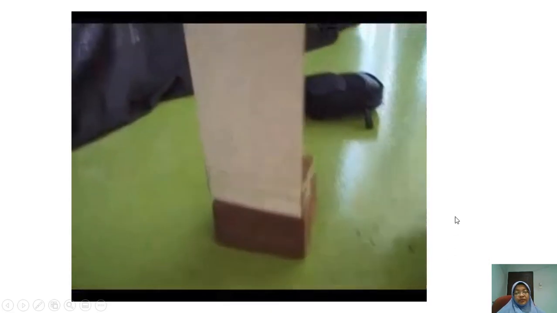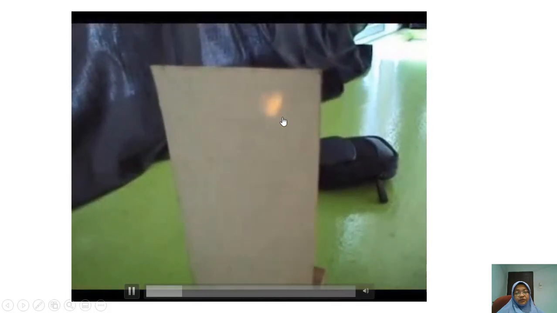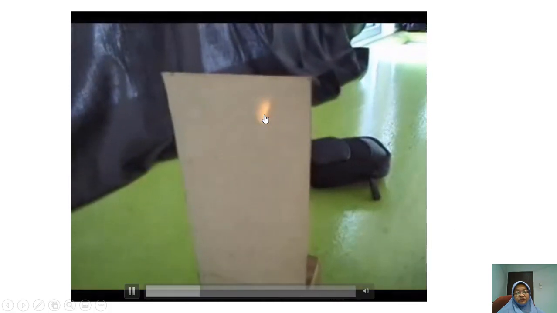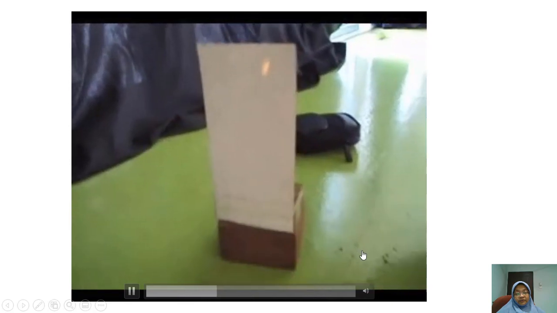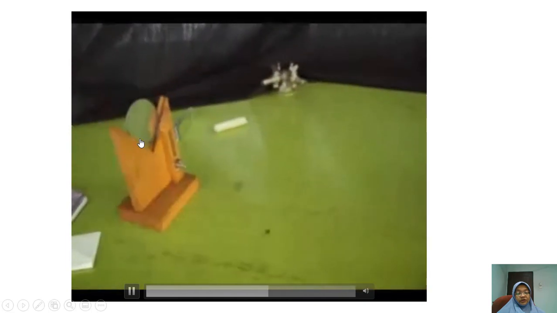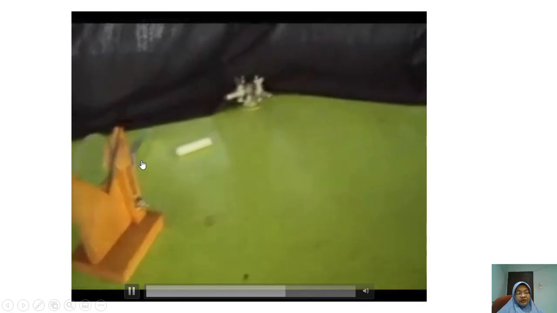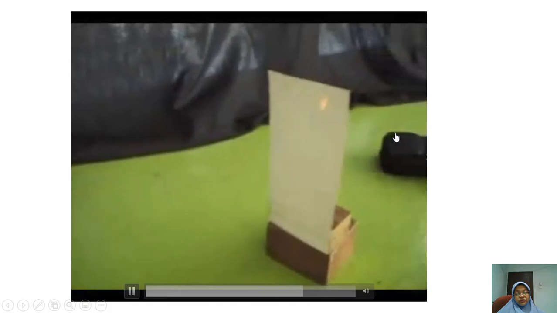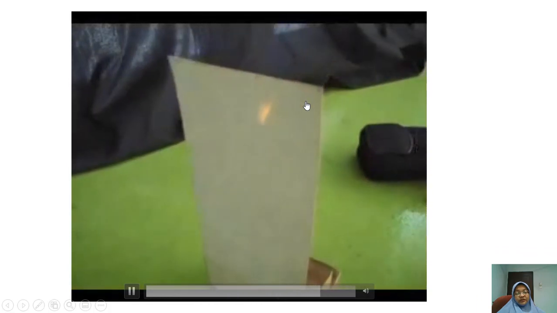Okay, example of the experiment. So this is the image formed on the screen. Very clear, it's inverted. Okay, so this is the subject, and here is the mirror. The light from the candle light goes to the mirror, goes to the screen, and the image is formed here.